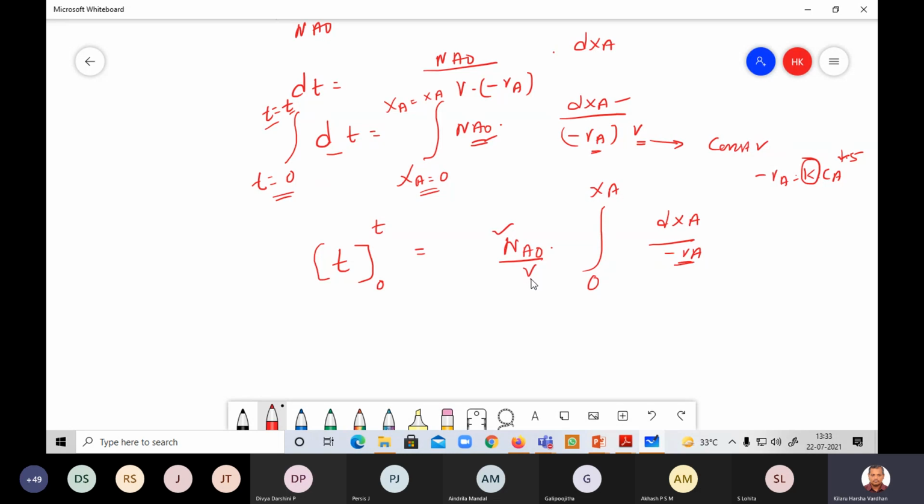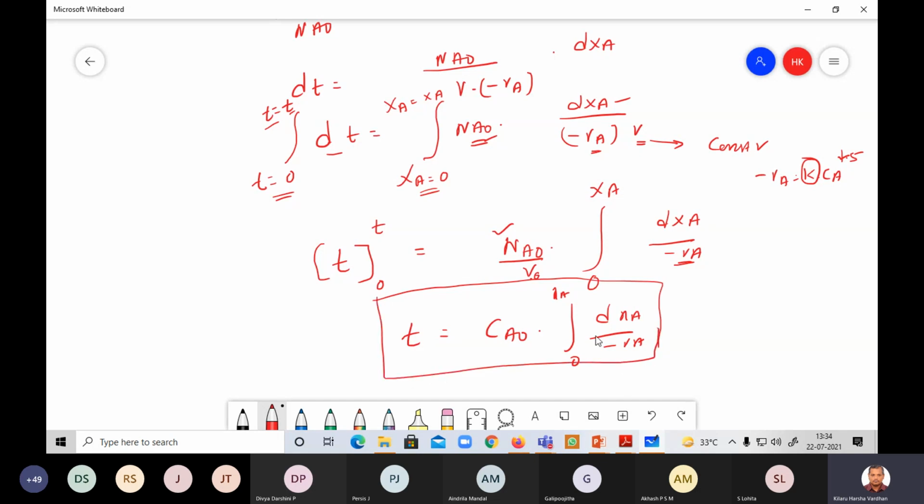Now what is Na naught by V? V or V naught, initial volume or final volume, whatever. Na naught by V is nothing but Ca naught. Therefore, if you substitute the limits, T is equal to Ca naught into integral 0 to xa, dxa by minus Ra. This is the final form of the equation. Using this equation, if you know the rate, we can find out the conversion at any particular time.